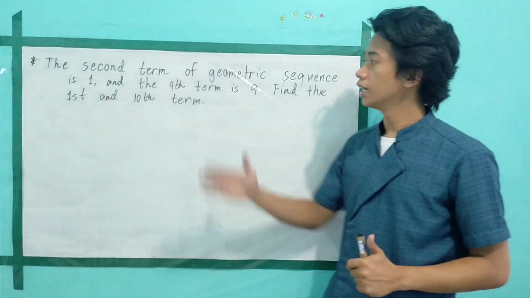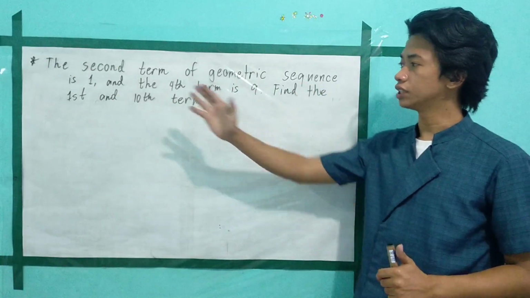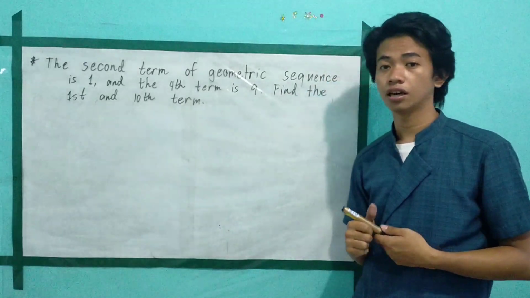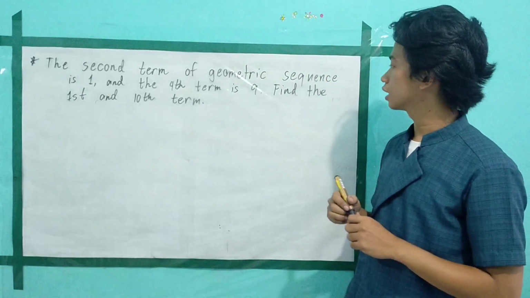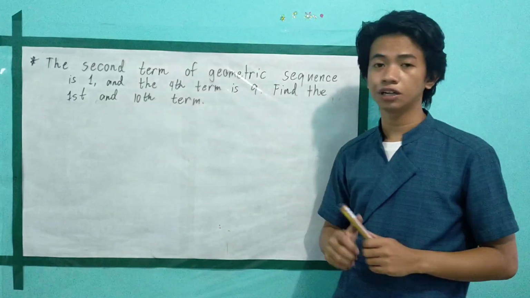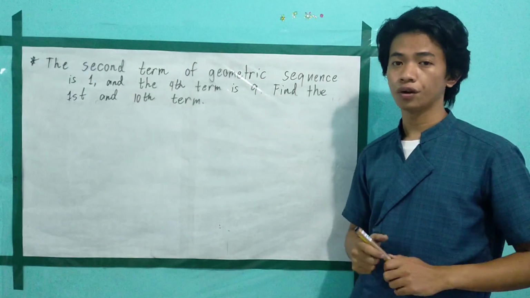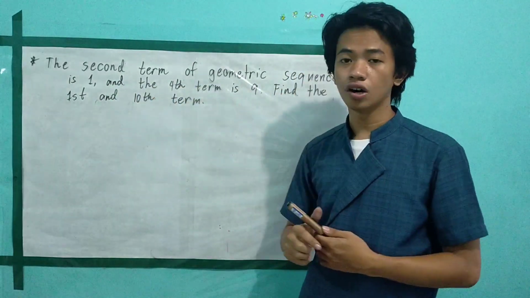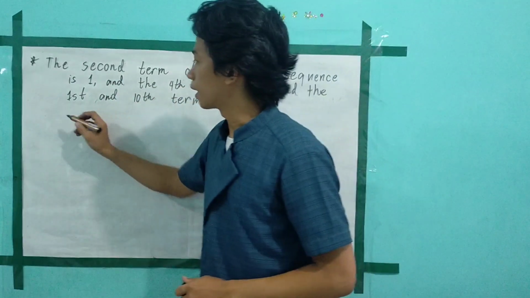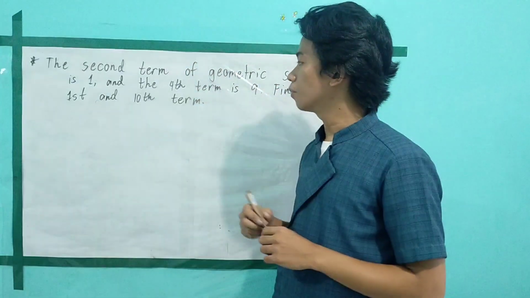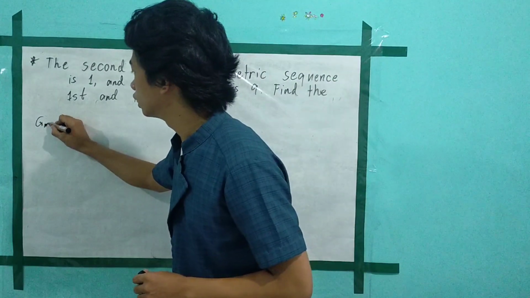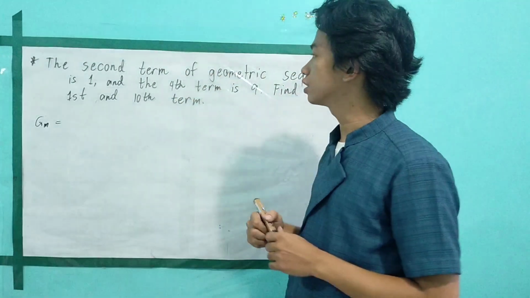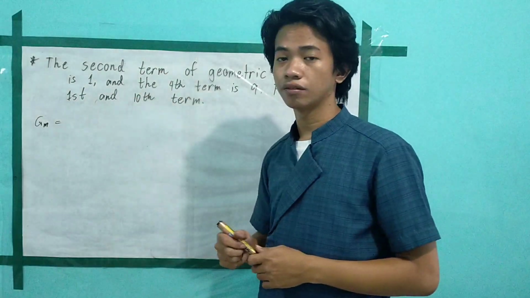Next problem tayo. The second term of geometric sequence is 1 and the fourth term is 9. Find the first and 10th term. So bago natin hanapin yung first term and 10th term, dapat alam natin kung ano yung common ratio. So ang given is second term and then yung fourth term. So para makuha yung common ratio, kunin muna natin yung geometric mean. Geometric mean are yung mean proportional between second and fourth term.